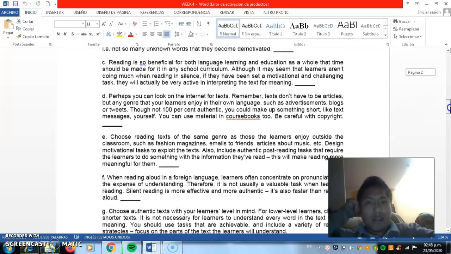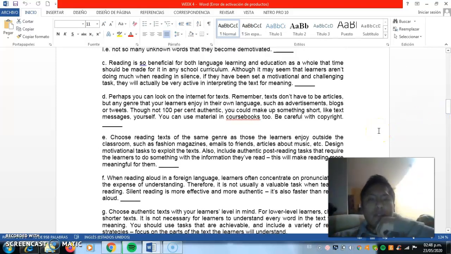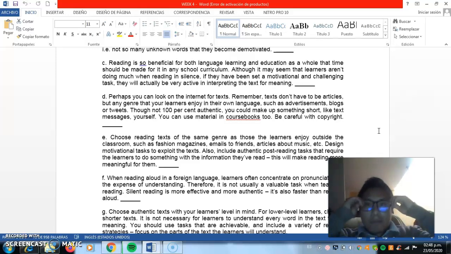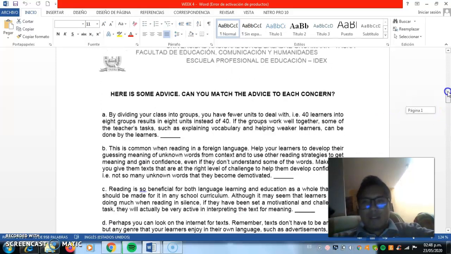Okay, this is letter D. Perhaps you can look on the internet for tests. Remember, tests don't have to be articles, but any genre that your learners enjoy in their own language, such as advertisements, blogs, or tweets. Not 100% authentic, you can make up something short, like text messages yourself. You can use material in course books too. Be careful with copyright. That is letter D.